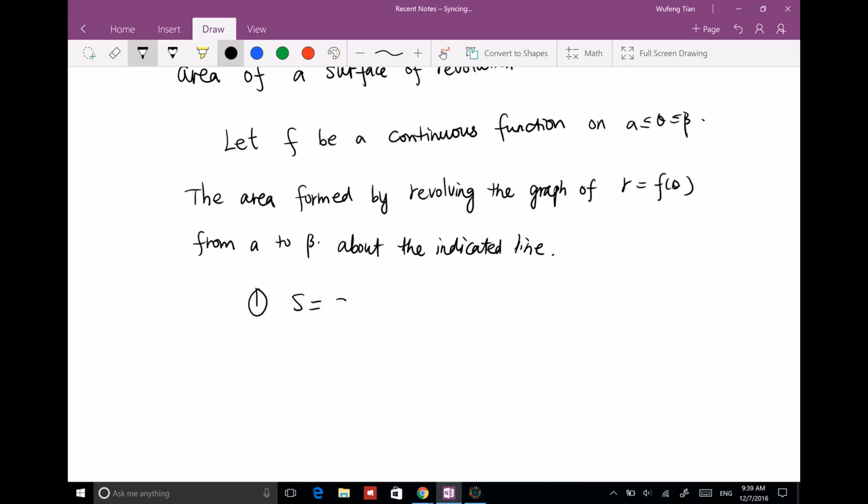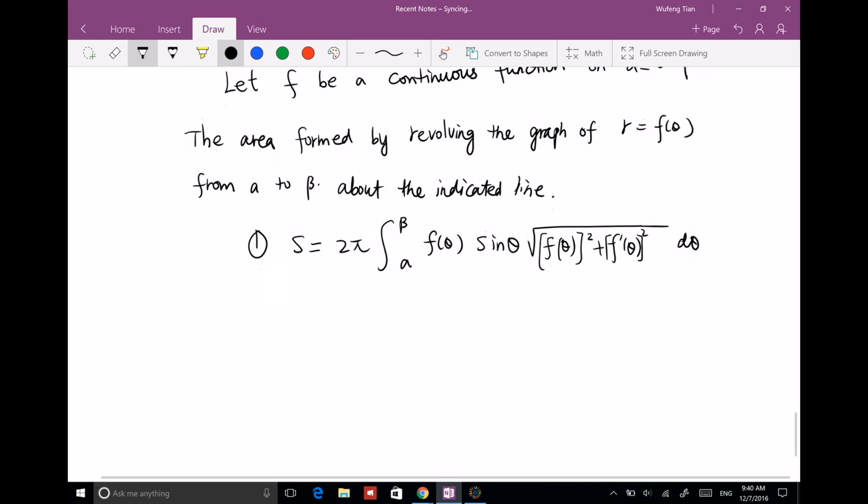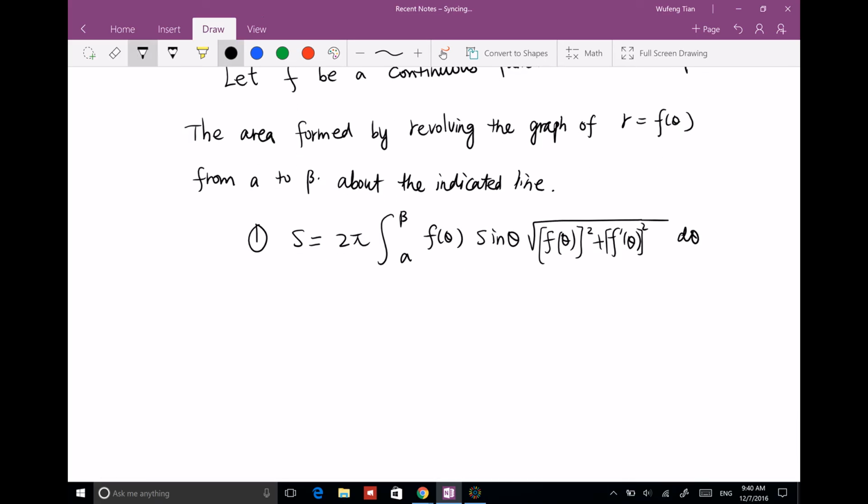First one is S equals 2 pi, integral from alpha to beta, 2 pi r, you know that, right? f of theta, which is 2 pi r, times sine theta, times the square root of f of theta squared plus f prime of theta squared, d theta. So basically 2 pi r times sine theta times the square root of r squared plus r prime squared.